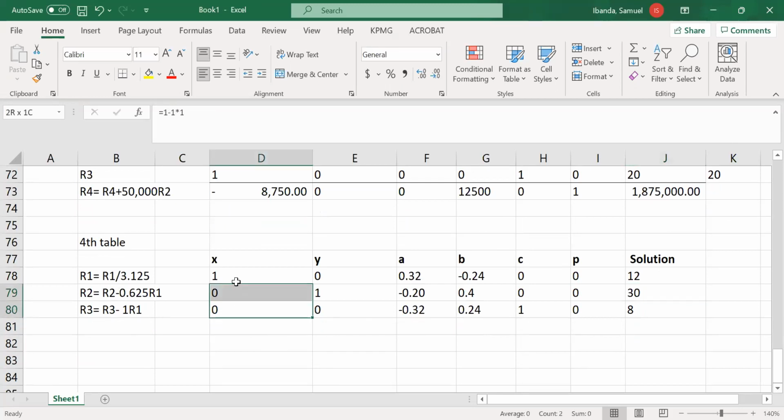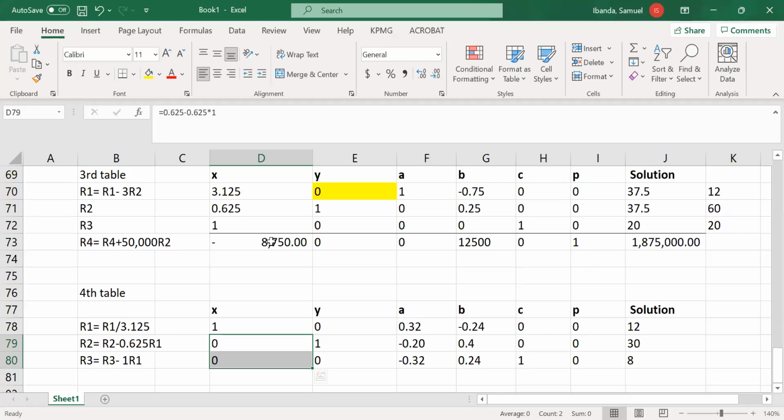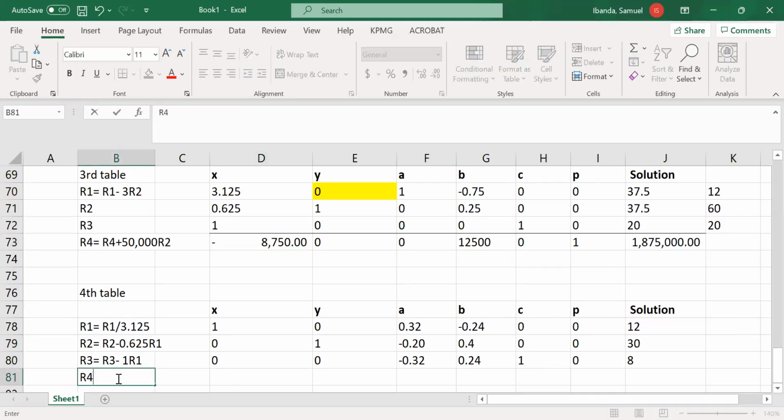So you've gotten 0 here. Now what you don't have is a 0 here. You have to get a 0 here, you have to get a 0 here, you have to get a 0 here. Okay? So for us to get row 4 a 0, this is what we are going to do.